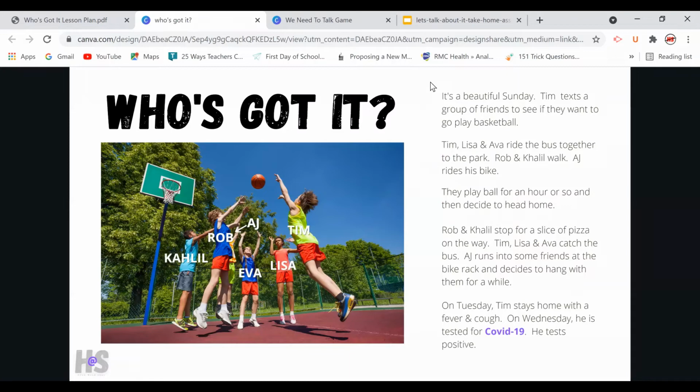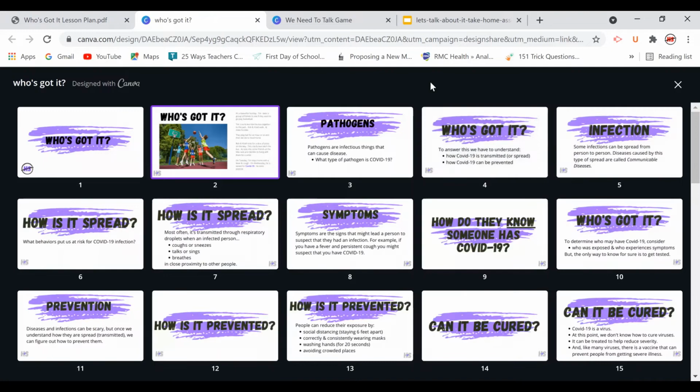And essentially what happens is a bunch of kids go to the park to play basketball, and a couple days later, one of them tests positive for COVID. So you're going to challenge your students to be epidemiologists and contact tracers and figure out who else has got it. Now, in the process, you'll have discussions where you highlight vocabulary, things like pathogens, symptoms, infection, and you'll also talk about how we would know if someone had it, how it's spread, how it's prevented.